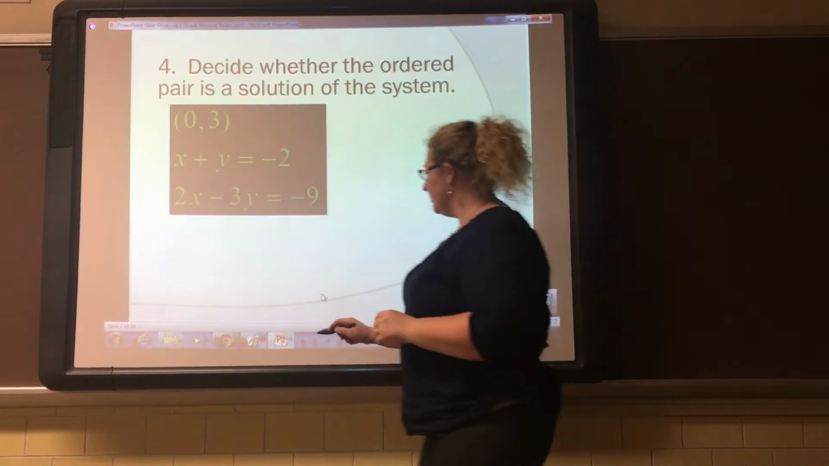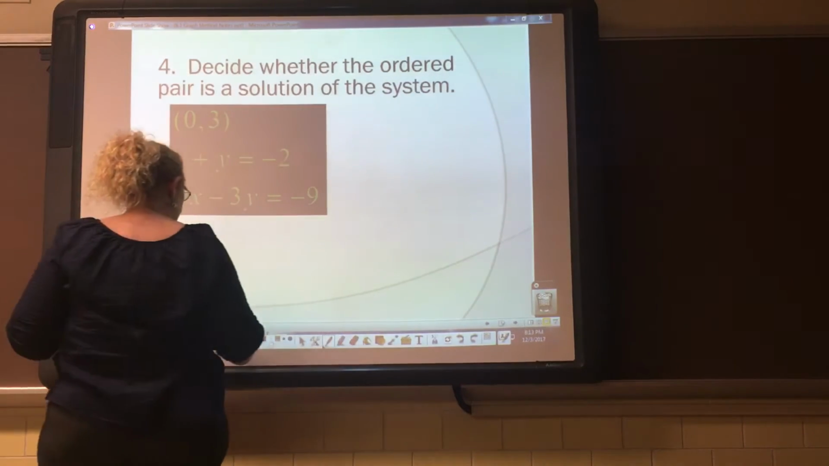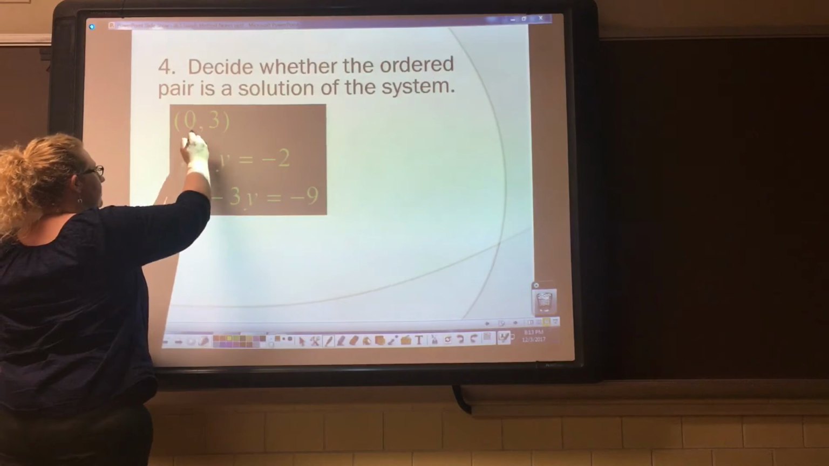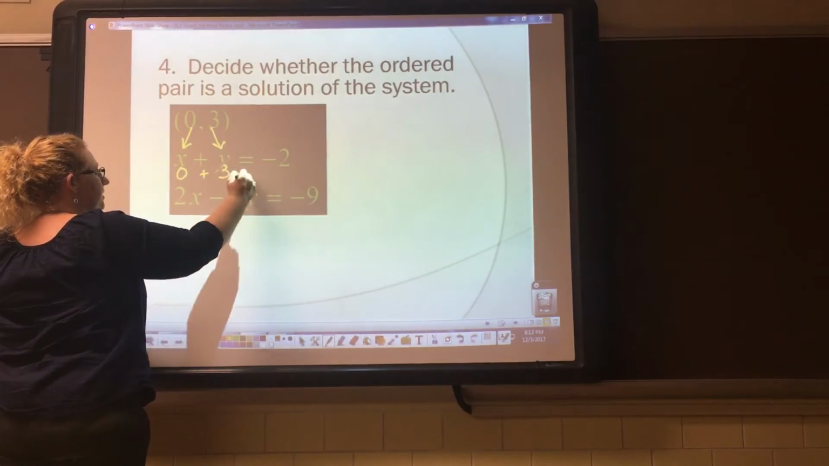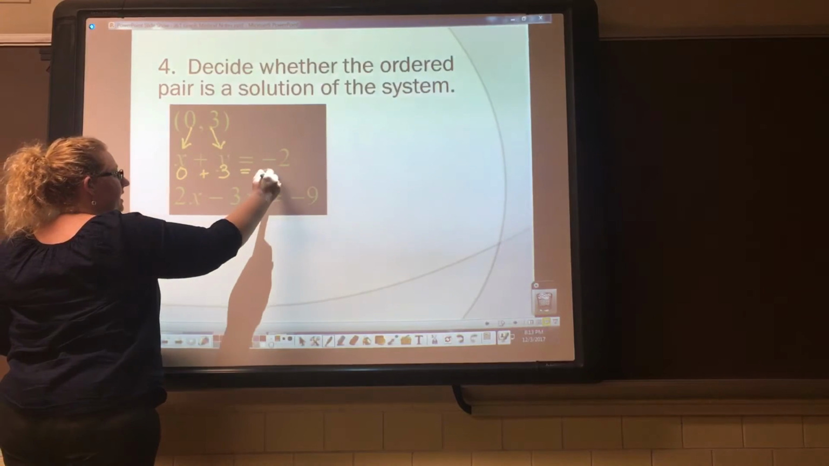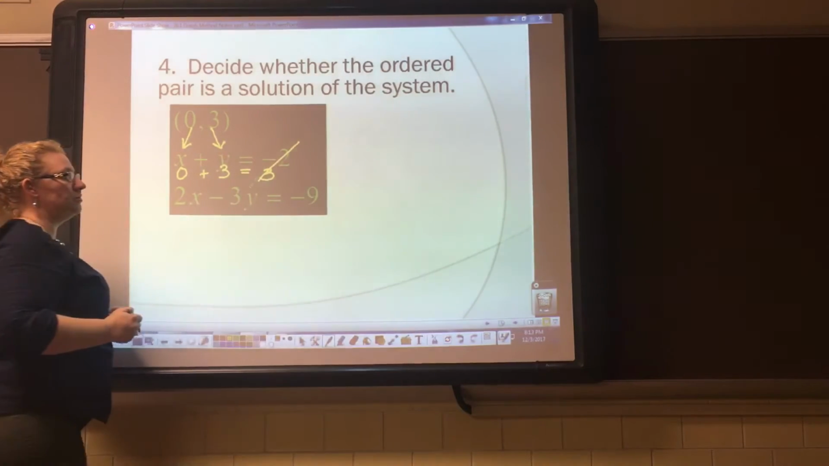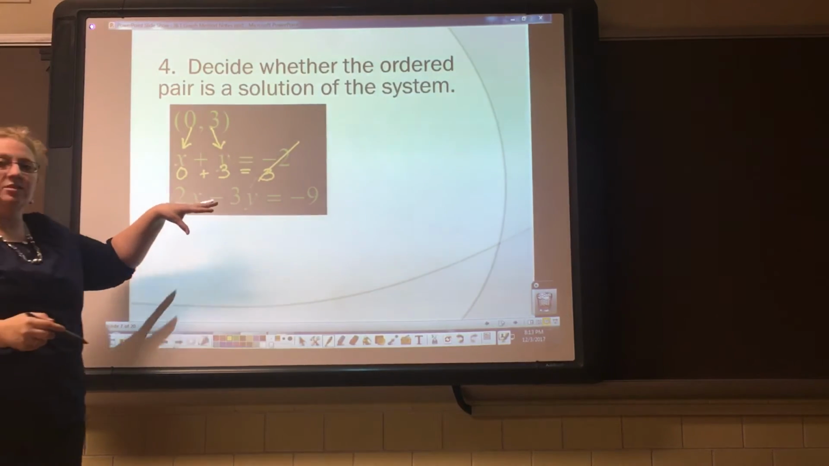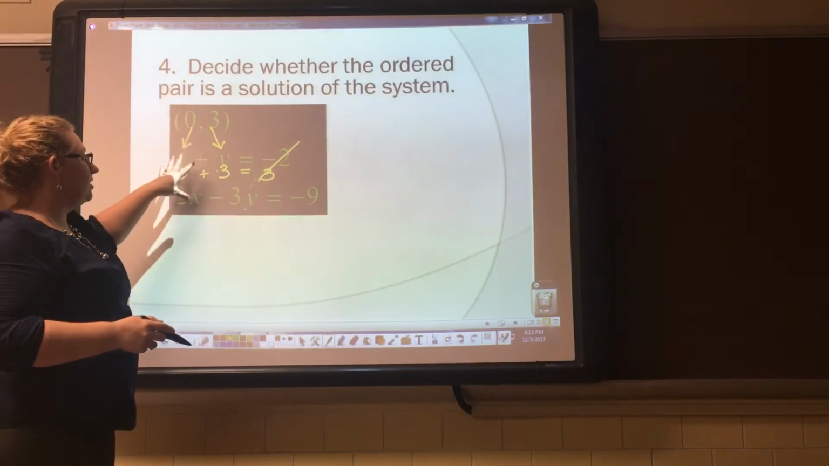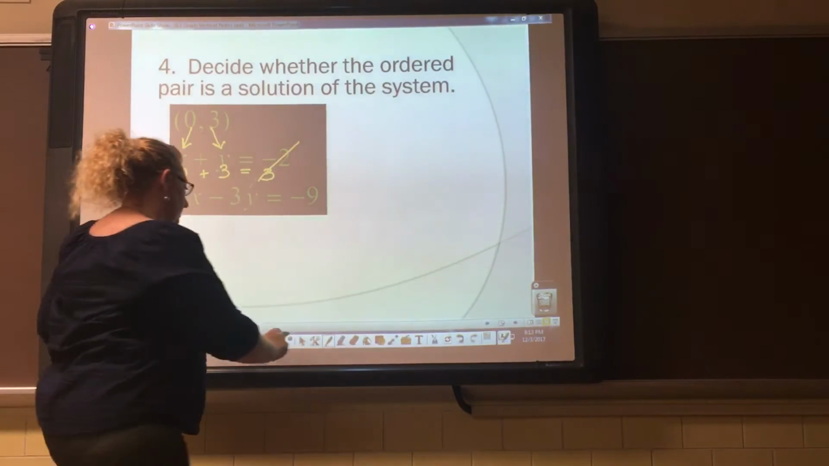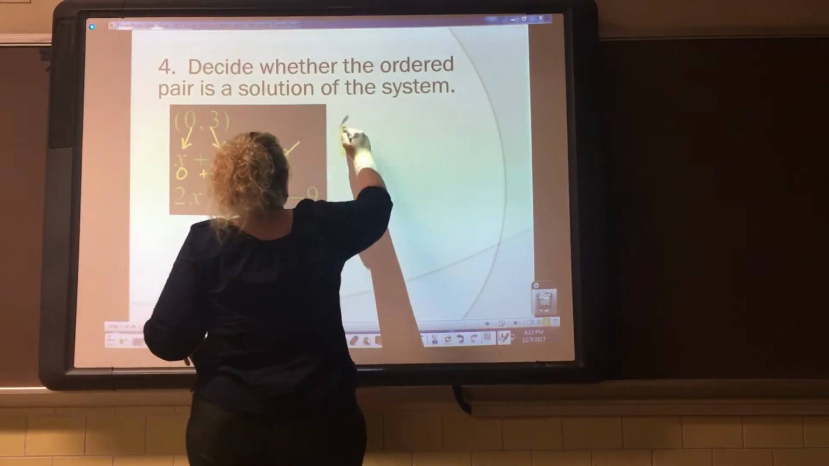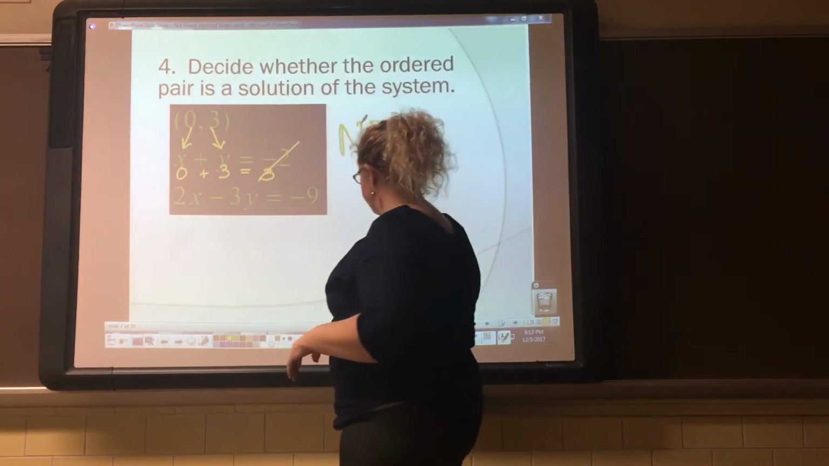Alrighty, so you guys should have already plugged it into the first one by now, and you should have already recognized something. As soon as you put the 0 and the 3 in here, 0 plus 3 equals 3. It does not equal the negative 2. So we don't even have to plug it into the second equation because we already know that if it doesn't work for the first one, then it's not going to be a solution for the system. So for this one, we're just going to write no off to the side.